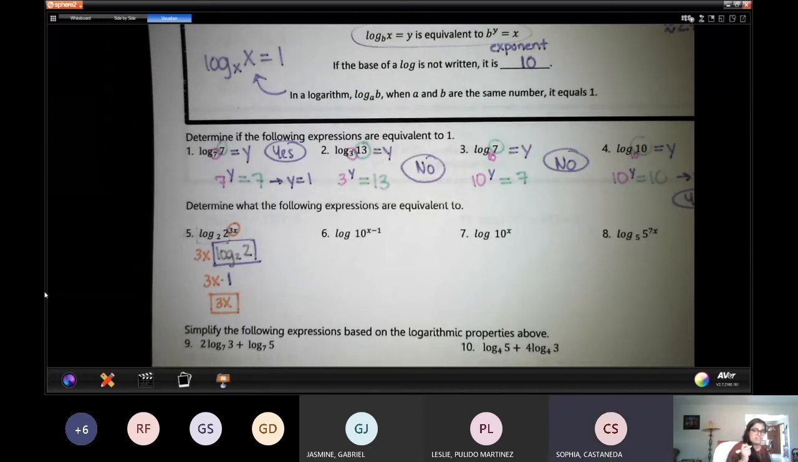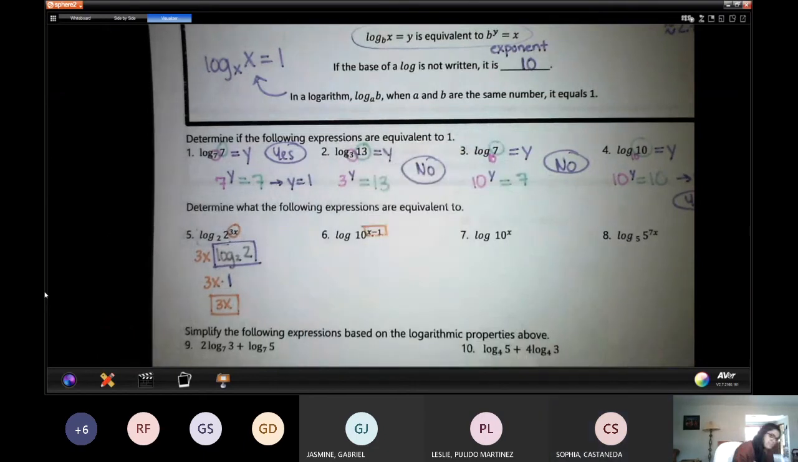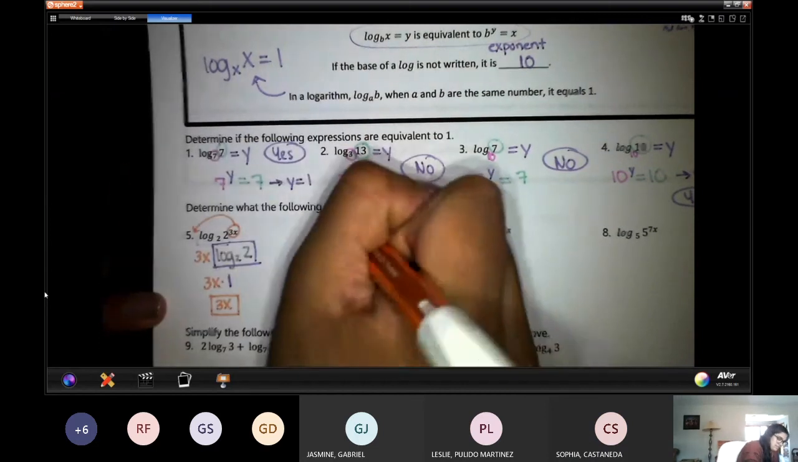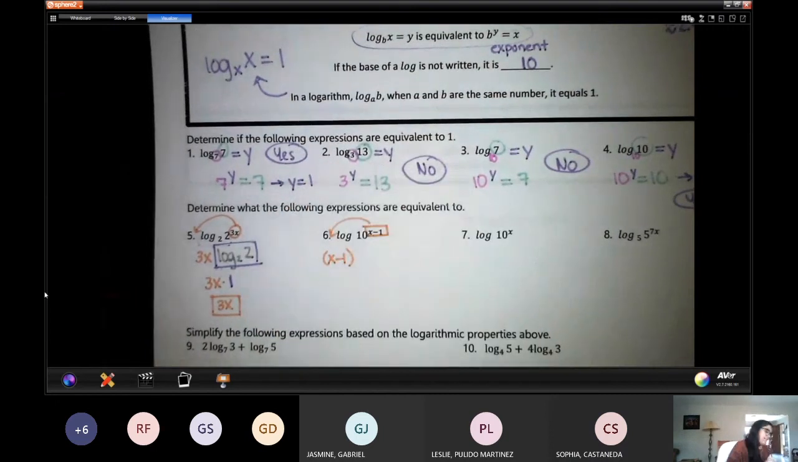X minus 1. Yeah, very good. X minus 1, right? So where does that go? We're going to move it, right? Just like we moved it over here, we're going to move it down here. Good. Thank you, David.